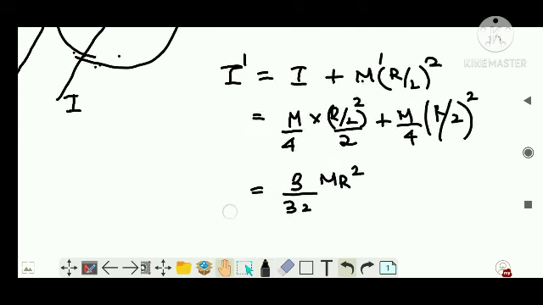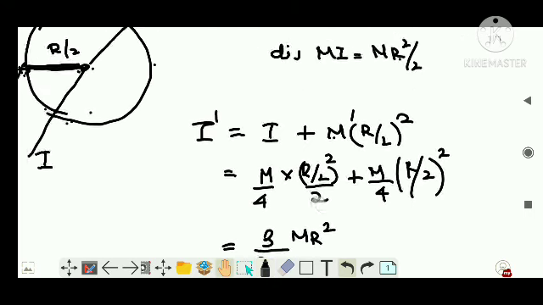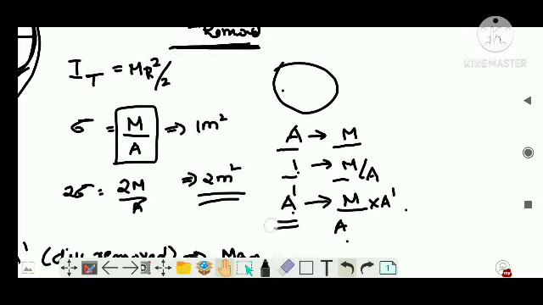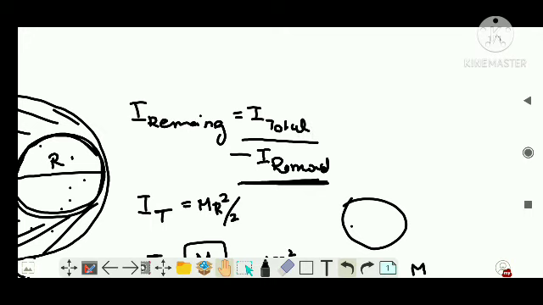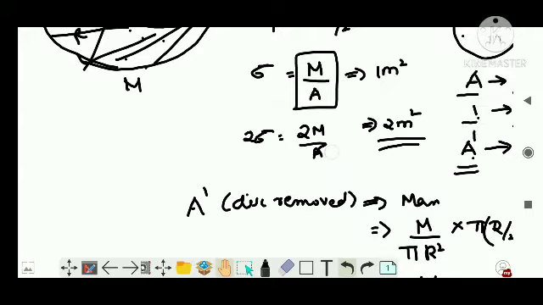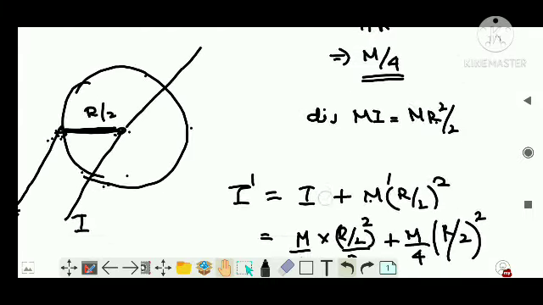You will find it as 3 by 32 m r square. Calculation, please do it by yourself. So now you got the moment of inertia of the removed disk, and you have already found the total moment of inertia, which is m r square by 2. So m r square by 2 minus 3 by 32 m r squared, you will get the answer as 13 by 32 m r squared. So this is a calculation based question. Just understand the logic of it, don't mug up, guys.